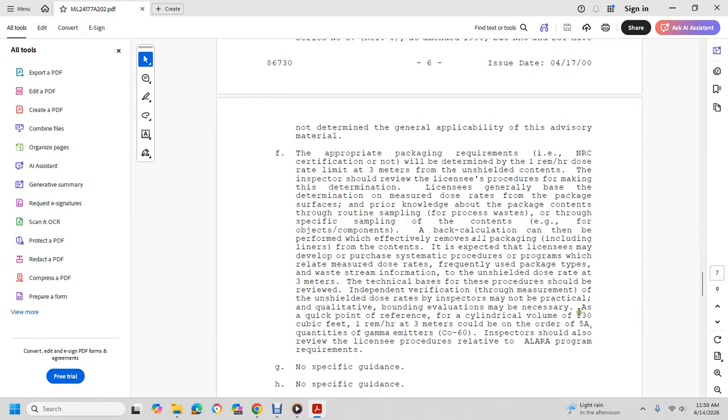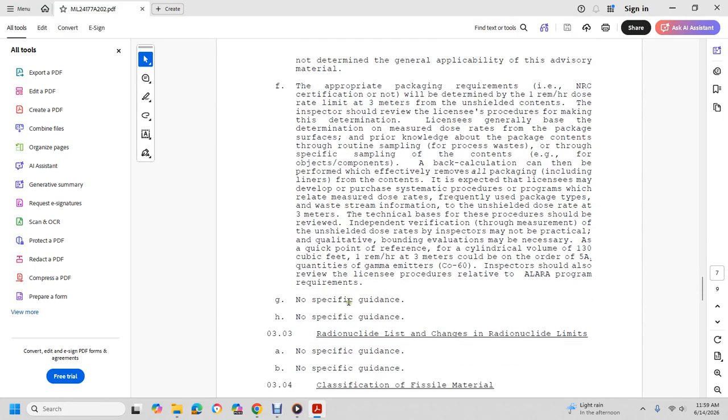A quick point of reference: a cylinder volume of 130 cubic feet at 1 REM per hour at 3 meters could be on the order of 5 A2 quantities of gamma emitters of cobalt-60. The inspector should also review the license with the proceeds relative to the ALARA program.